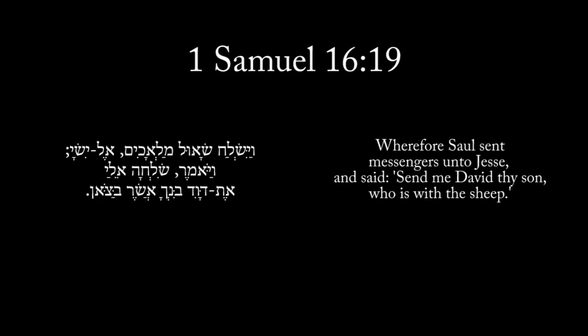1 Samuel 16:19 says, Wherefore Saul sent messengers unto Jesse, and said, Send me David thy son, who is with the sheep. Here, the word malachim is used. King Saul sent a number of angels to go retrieve the shepherd boy David. This is how the word angel is used in the Hebrew Scriptures.